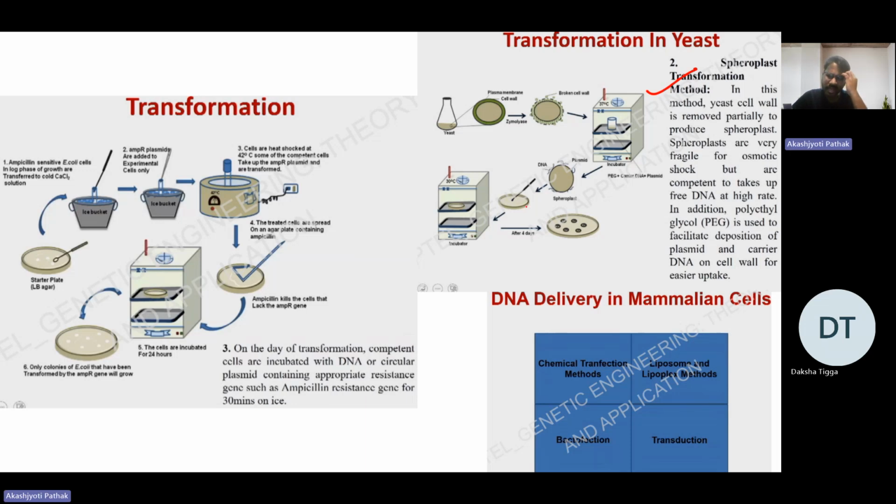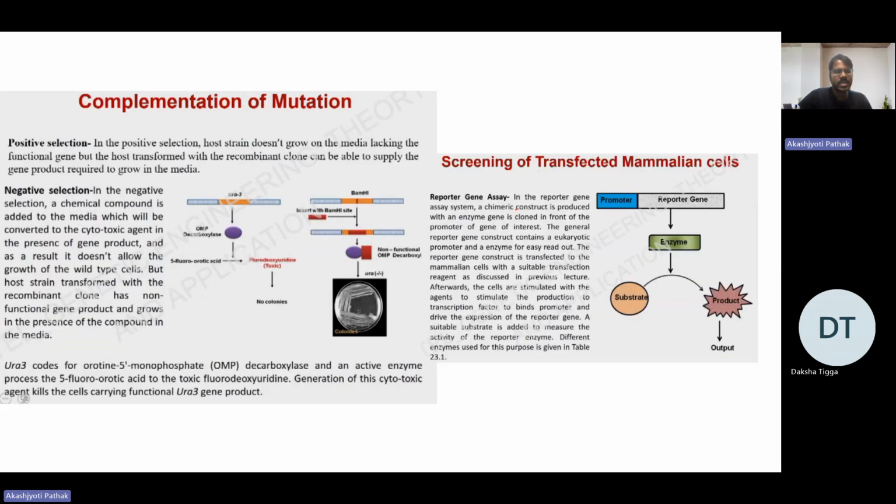Okay, yeast cell wall is removed by treating it with zymolase. And then for DNA delivery in mammalian cells, you have these different methods: chemical transfection method, liposome method, lipofection, transduction. Then these things are for screening. Screening, we had discussed this reporter gene assay and positive selection, negative selection.